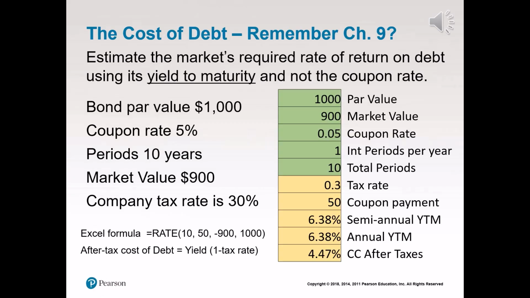This is what it looks like when you calculate the cost of capital using a template. You'll have your par value, your market value, your coupon rate, and how many periods there are per year. That helps you identify whether it's semi-annual or annual, and the total periods. You'll put in the tax rate, and the coupon payment will calculate based on the information that you've already entered to identify your yield to maturity of 6.38%.